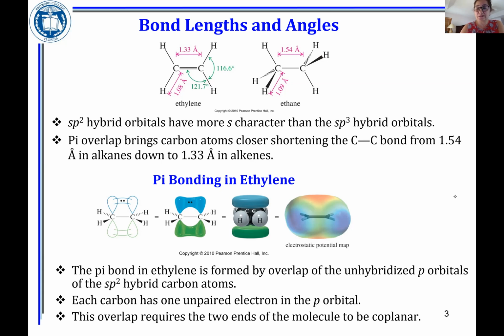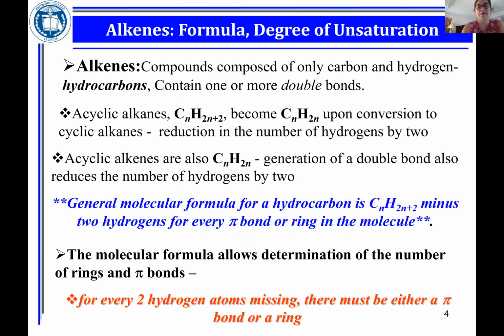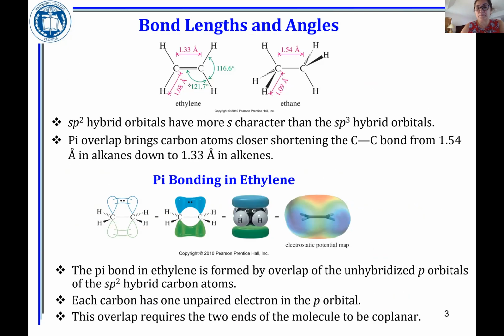So hybridization for the carbon that carries a double bond is sp2 hybrid. Other carbons of the family could be sp3. It depends on how many sigma and how many pi bonds they have. But for the carbon that carries the double bond, it's sp2 hybrid.